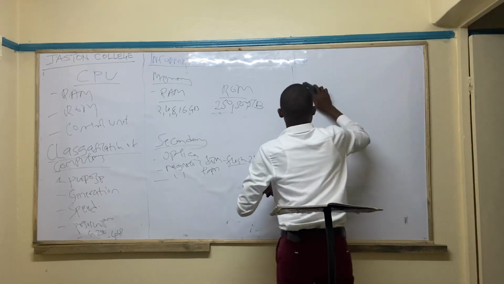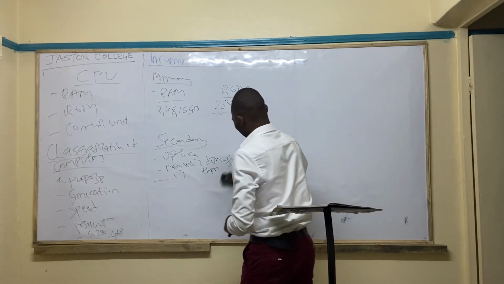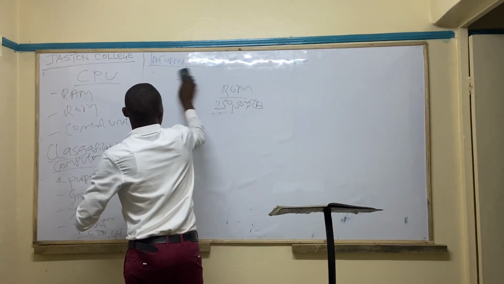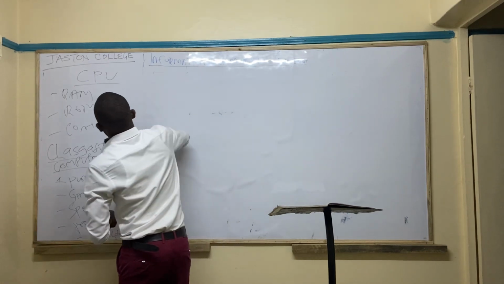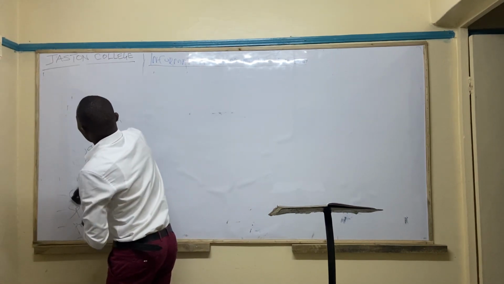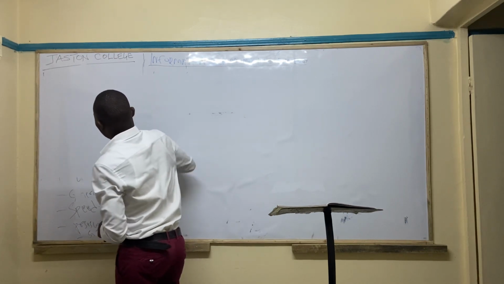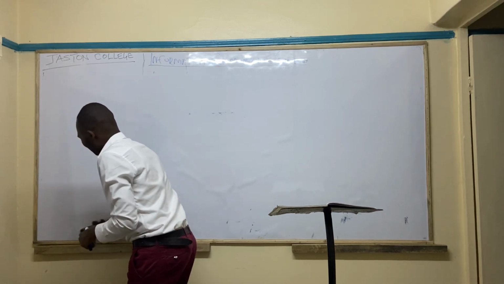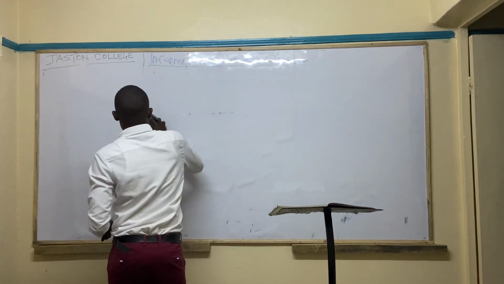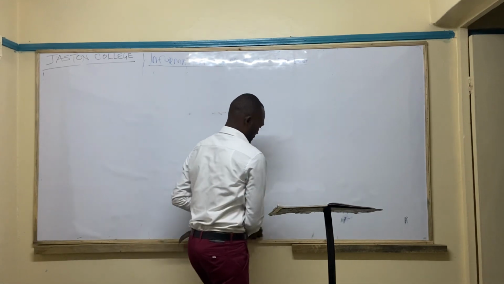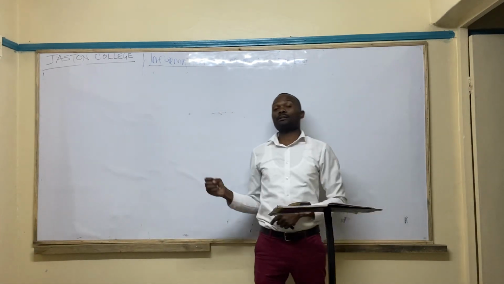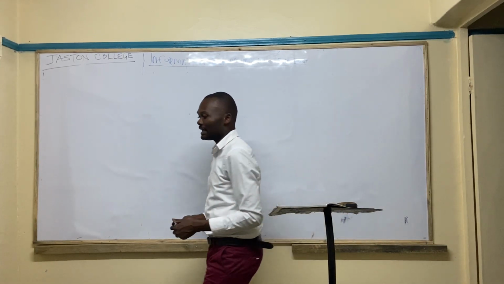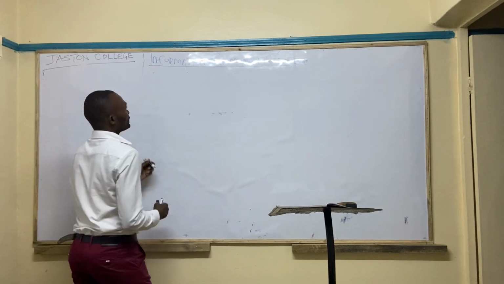So we have discussed what a computer system is. We discussed computer systems, data, inputs and outputs. We have discussed input, output, and processing. So next, we want to go to something called computer software. That's chapter 2. Computer software.